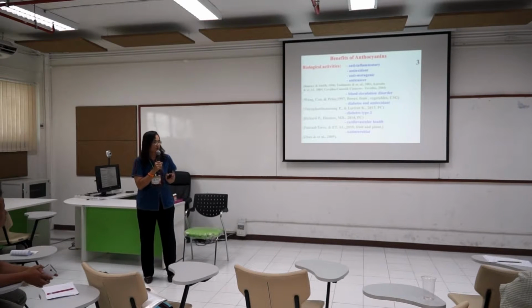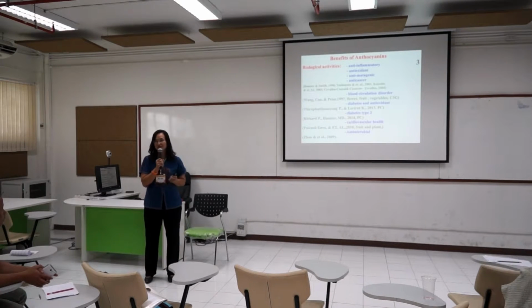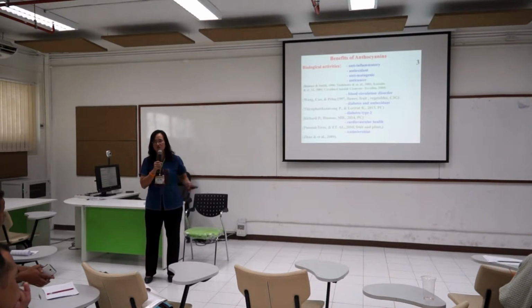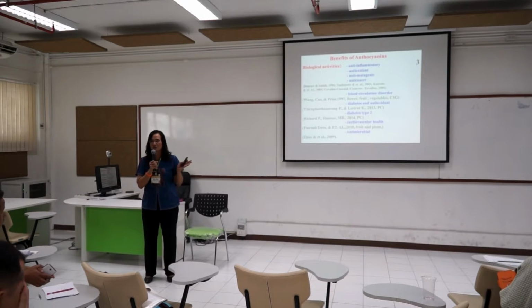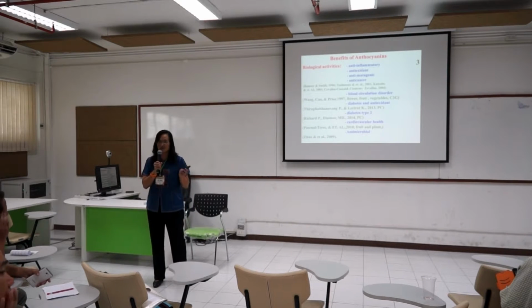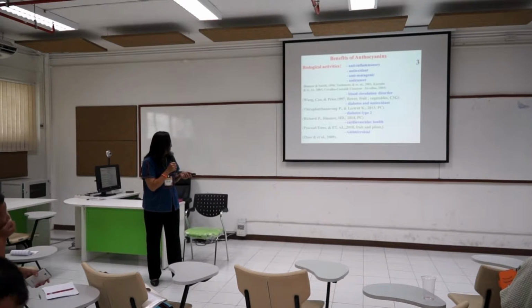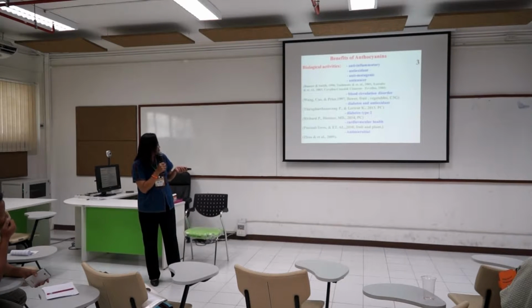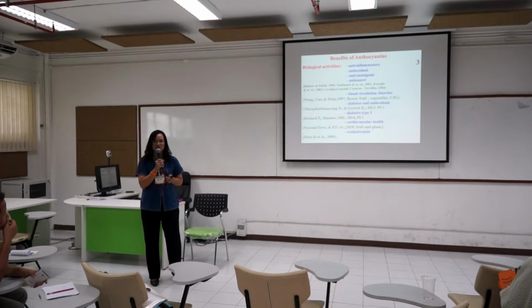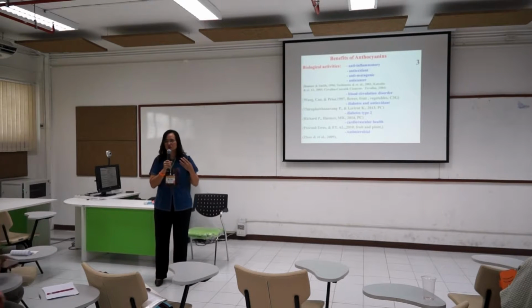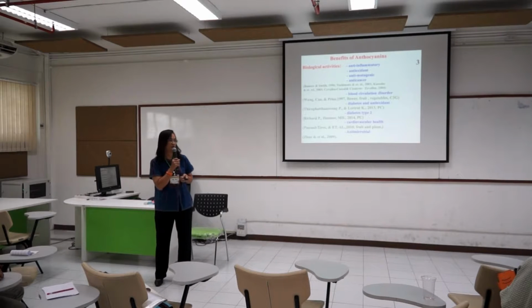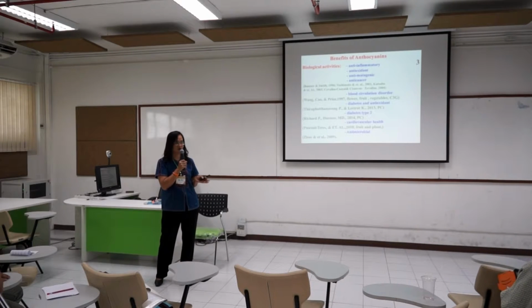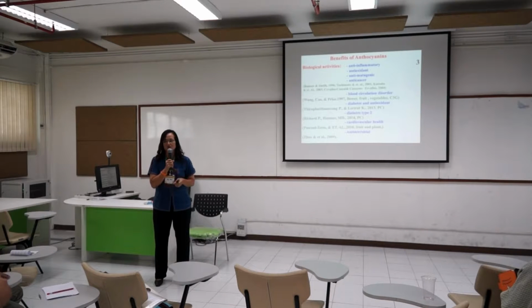And next, maybe protect against heart attack, because anthocyanin can circulate systemically in the body. I will explain for you, for everybody, later. And the last is antimicrobial. There is a pathogen, and a normal flora, especially what we call Candida albicans.